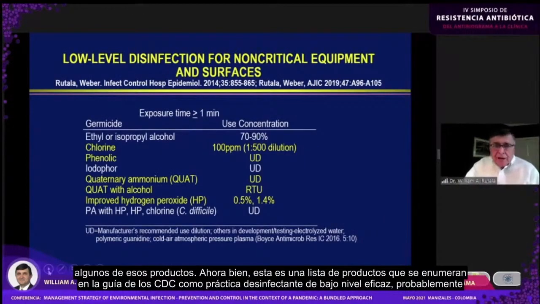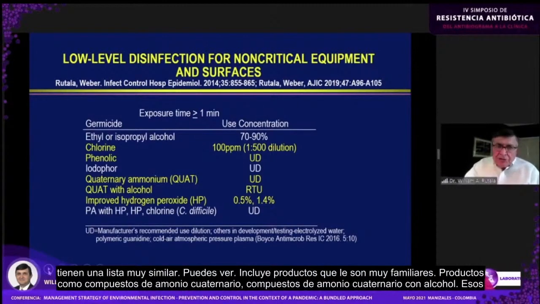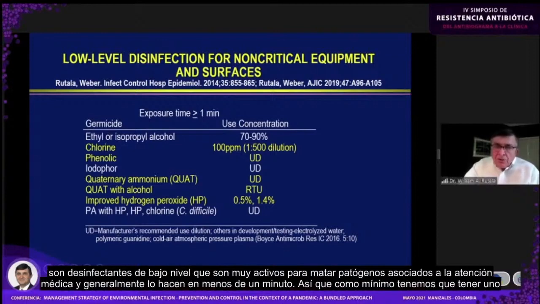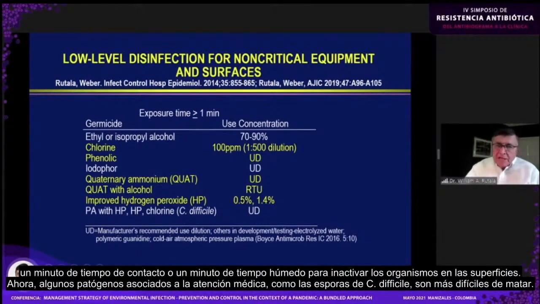Now, this is a list of products listed in the CDC guideline as effective low-level disinfectants. You probably have a very similar list. You can see that it includes products that are very familiar to you, such as quaternary ammonium compounds with alcohol. Those are low-level disinfectants that are very active in killing healthcare-associated pathogens, and they do it generally in less than a minute. So minimally, we have to have a 1-minute contact time or 1-minute wet time to inactivate the organisms on surfaces.